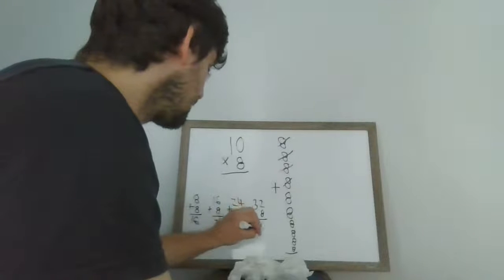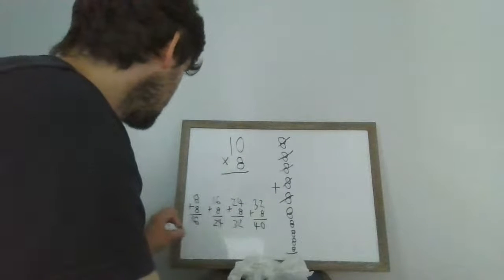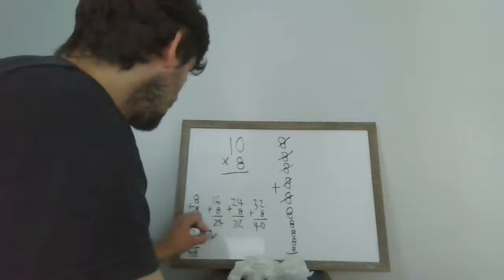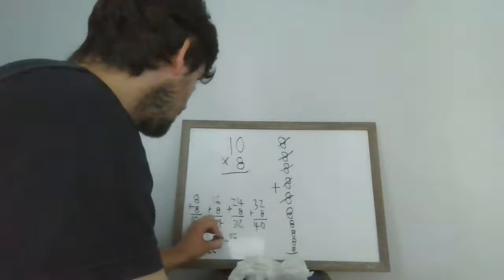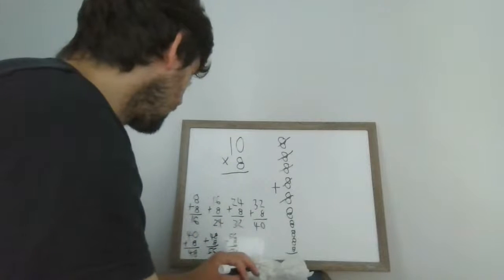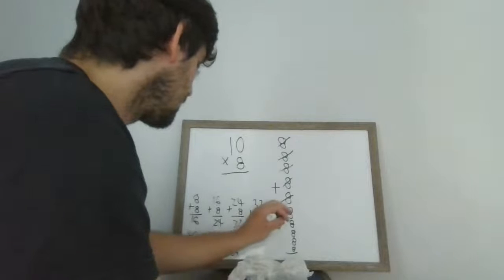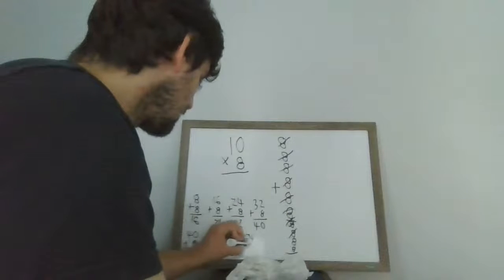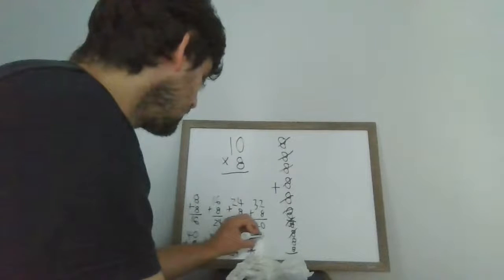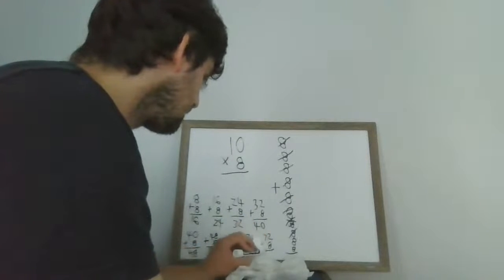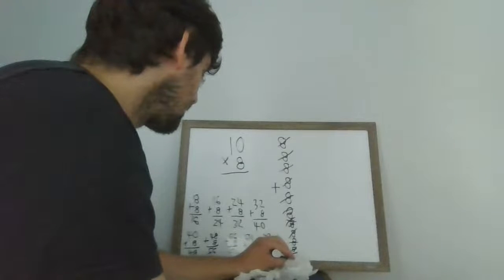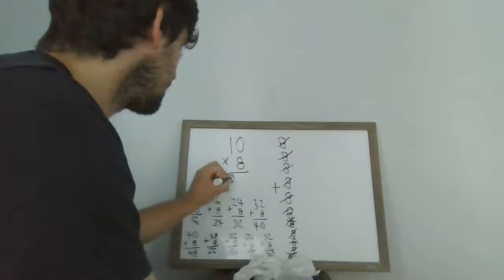32 plus 8 is 40. 40 plus 8 is 48. 48 plus 8 is 56. 56 plus 8 is 64. 64 plus 8, 72. 72 plus 8 equals 80. So 10 times 8 equals 80.